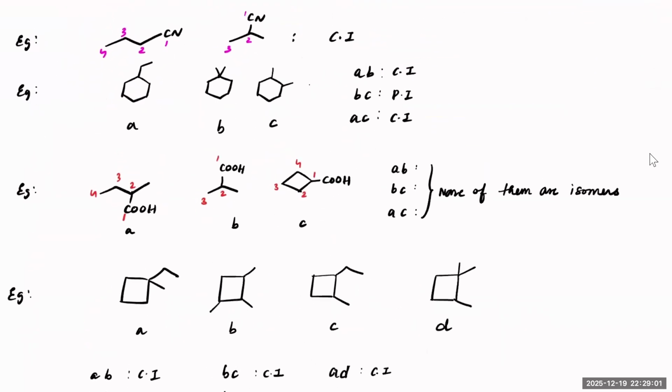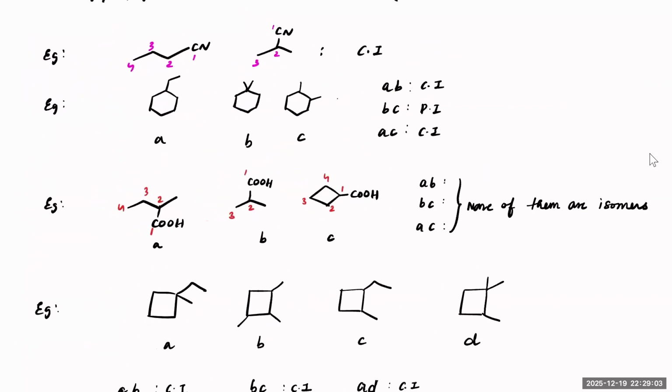Okay. For example, check out the first case. 1, 2, 3, 4. This is the length of the chain, including the nitrile group. But now it is 1, 2, 3. This is the main chain. So chain length is changing. So it is chain isomers.